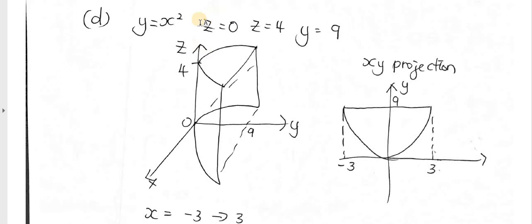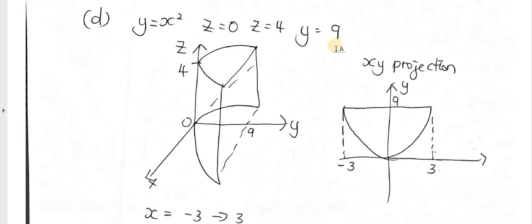The difference here is this question is specific. z equals to 0, which is this one at the bottom, and it stopped at z equals to 4. It stopped here. And y equals to 9. So imagine y equals to 9 is this plane. Just now I mentioned that this line actually can extend to infinity, but the question asks you to stop at y equals to 9. That's why you have this plane. This plane is actually y equals to 9.